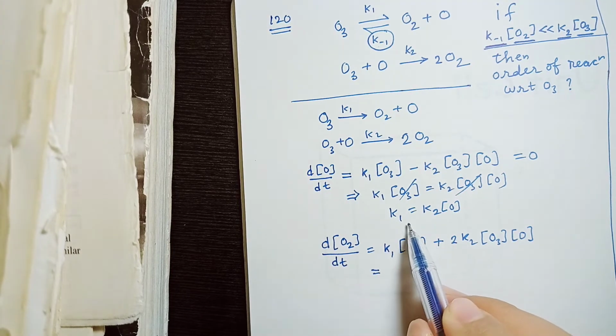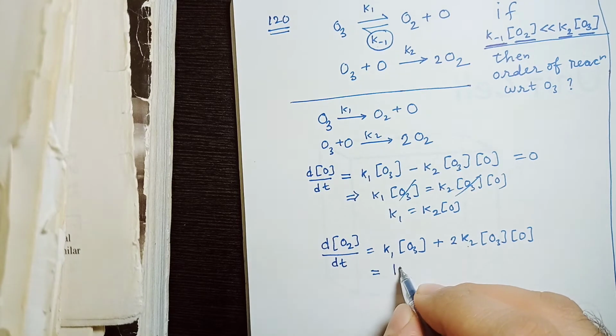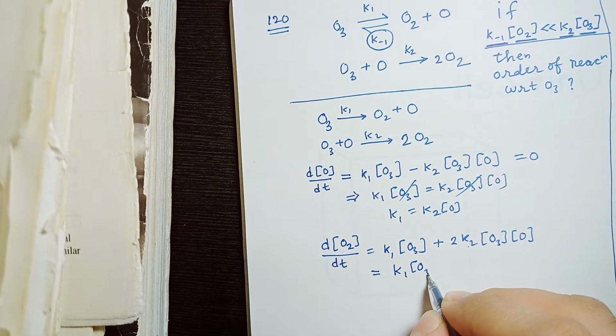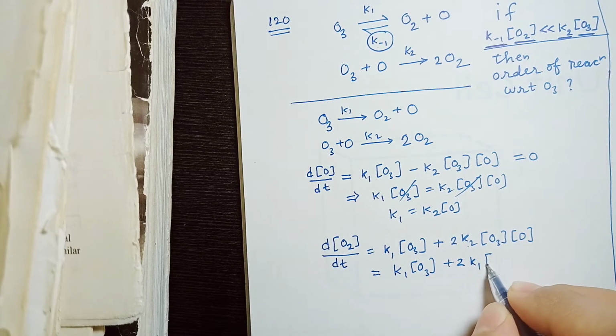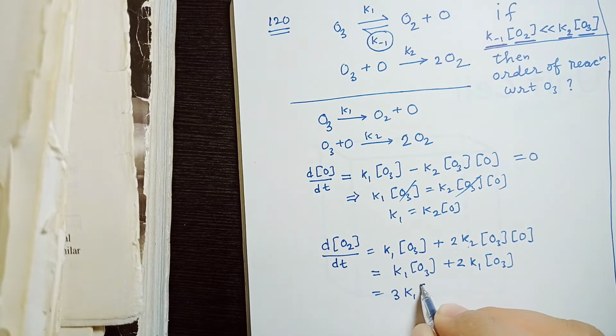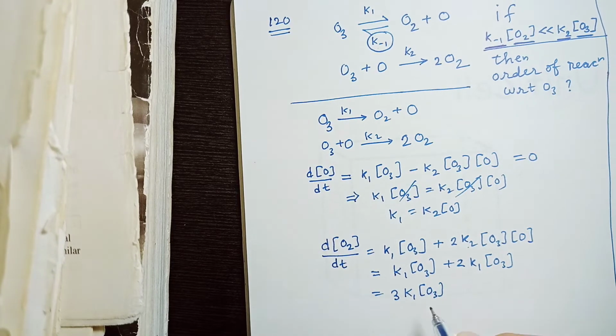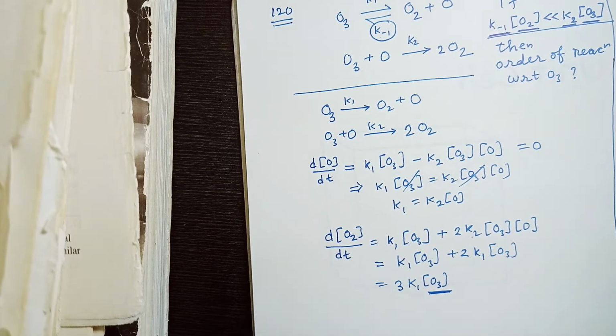Now K2 O is K1, so it is K1 O3. You will get 2 K1 O3. So ultimately it is 3 K1 O3. So with respect to O3, the order of reaction is 1.